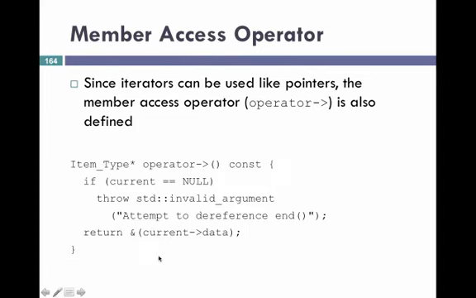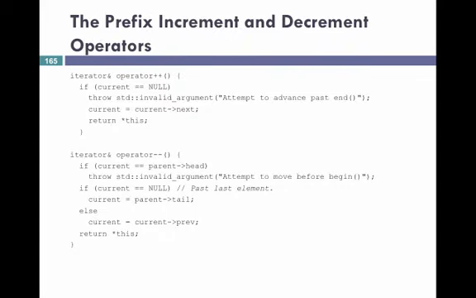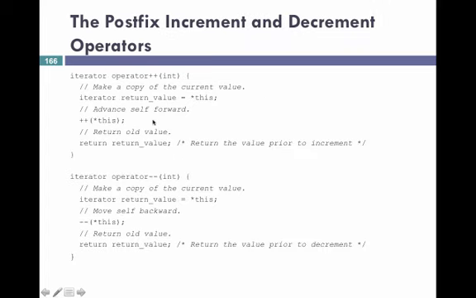And since iterators can be used like pointers, the member access operator is also defined. So if current equals null, then we attempt to dereference end. Otherwise, we return the pointer to the current item that's found in the data field member, or the data field data. Here are the prefix increment and decrement operators. And here are the postfix increment and decrement operators.